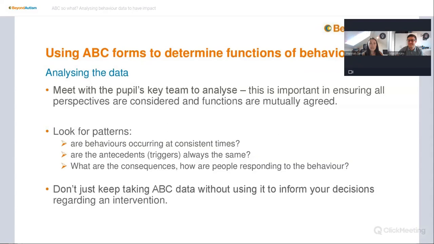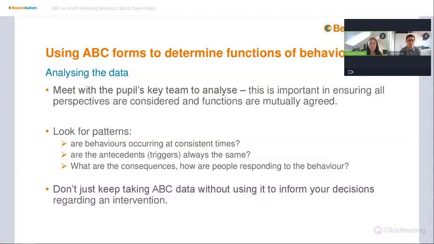Yeah, so we want to be using the ABC forms to start to determine the functions of behaviour, so what those behaviours are communicating. It's really, really important to get everybody's views and input when we're looking at and analysing these ABC forms. So meet with the pupil's key team, get together, and look at the ABC forms you've completed, ideally completing them for a couple of weeks and then stopping there to review and analyse. We don't want to be taking ABC data forever and ever. We want to agree a cut-off point where we can get together as a team and look at what the possible functions could be.